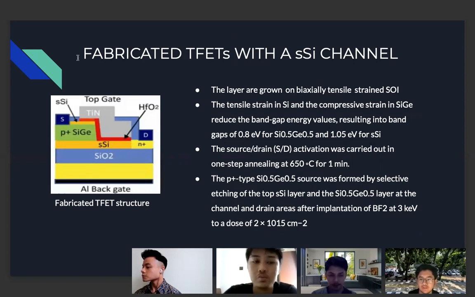Okay, so they fabricate the TFETs with a strained silicon channel. First, the layers are grown on biaxially tensile strained SOI, and the tensile strain in silicon and the compressive strain in silicon germanium will reduce the band gap energy values, resulting in band gaps of 0.8 eV for silicon germanium and 1.05 eV for strained silicon. The source and drain activation was carried out in one-step annealing at 650 degrees Celsius for 1 minute. And the P+ type silicon germanium source was formed by selective etching of the top strained silicon layer.